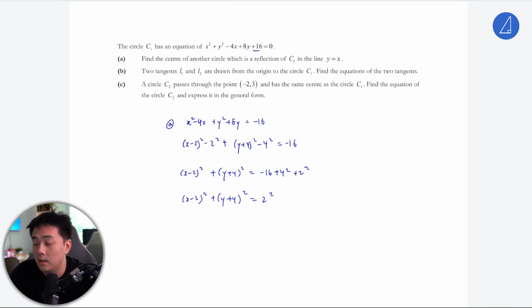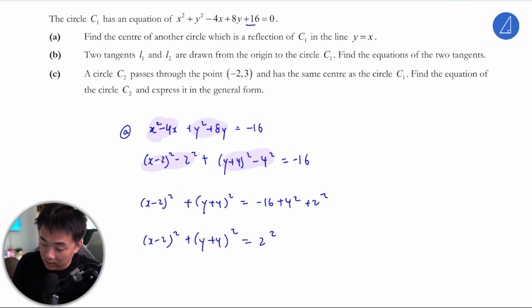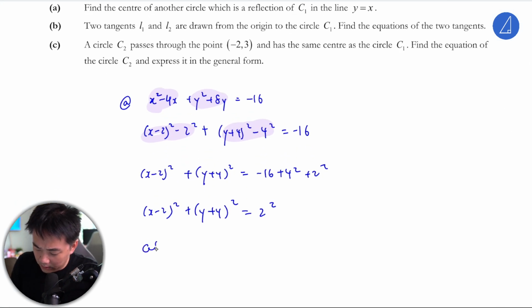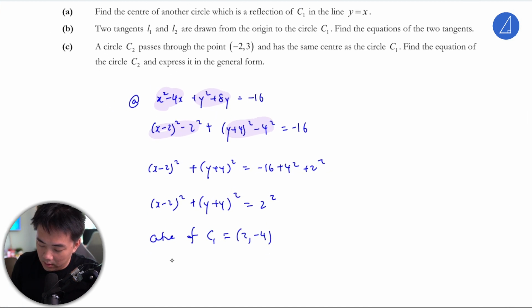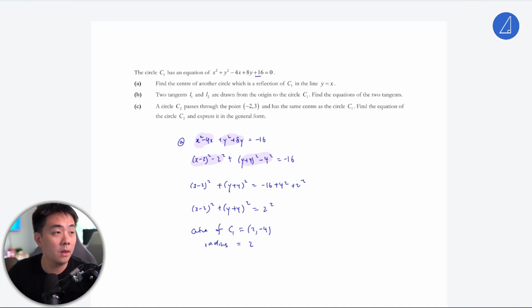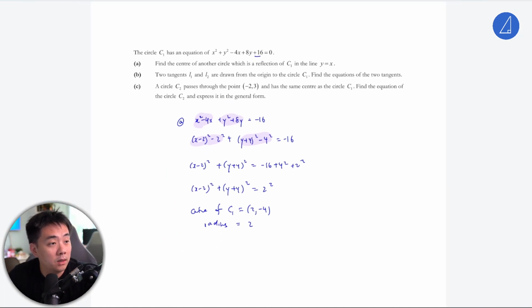All right. So just remember, completing the square is bread and butter. So just make sure you can complete the square. For the center, the center of C1 is just 2, negative 4, and the radius is 2. All right, so that is the first thing I got.